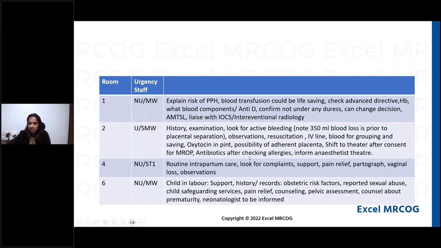Room number six is the child in labor, the 15-year-old in labor. So here you would say support. You'll go through a history, records, check if there are any obstetric risk factors, any reported sexual abuse; child safeguarding services may have to be involved. Pain is particularly important because she's just 15. Counseling, pelvic assessment, again, because she's 15.